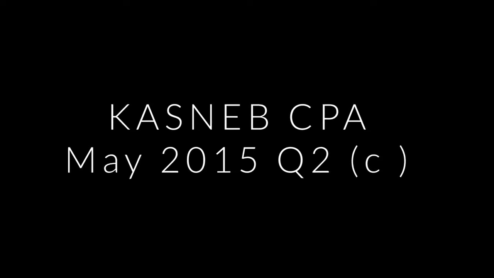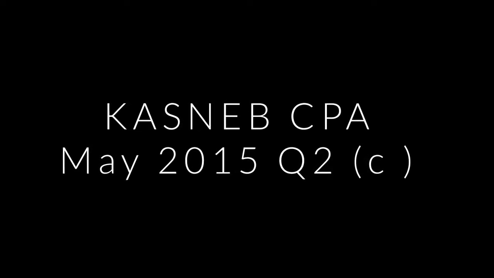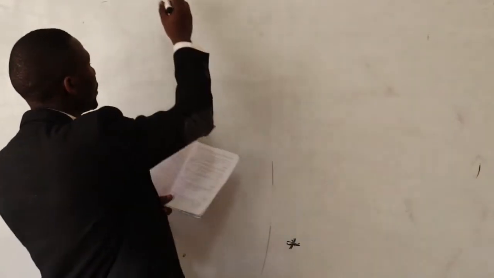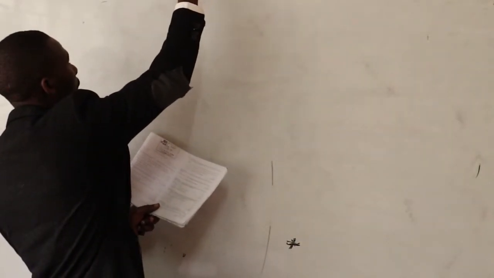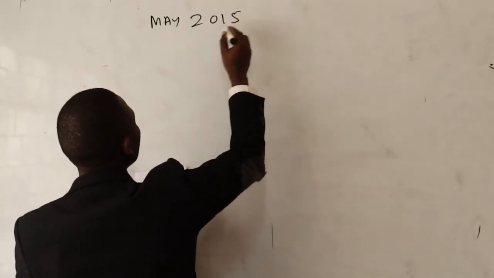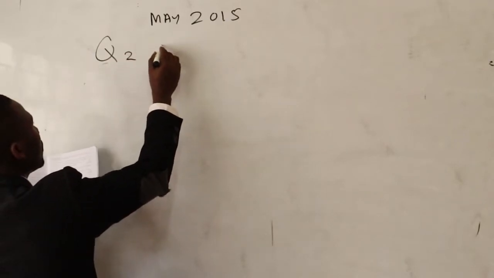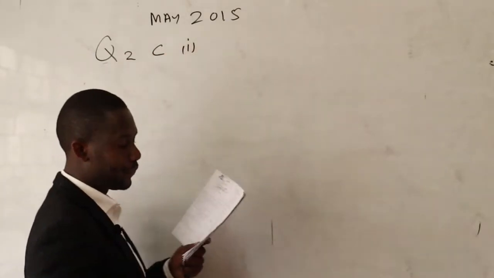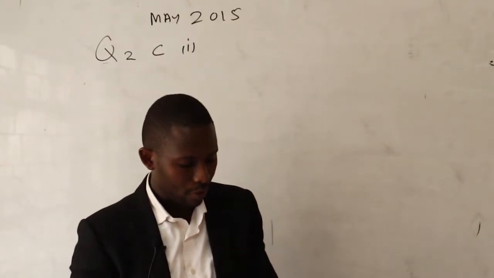So let's check a question from May 2015. Question 2C, Roman 1. Outline 6 benefits of a closed software.